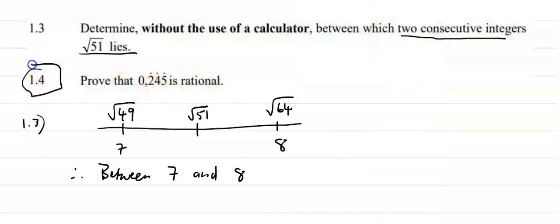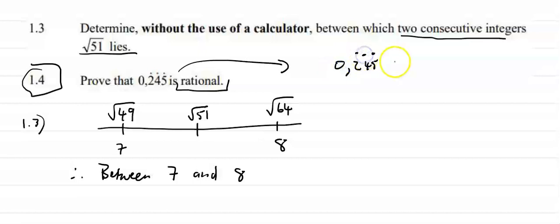Last question that we'll look at in today's video. Prove that 0,245 recurring decimal. We must prove that it is rational. Now the shortcut for this one is that with 0,245 recurring, you put this decimal part 245 in your numerator, and for each recurring decimal you put a 9 in your denominator.